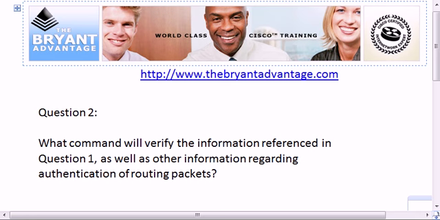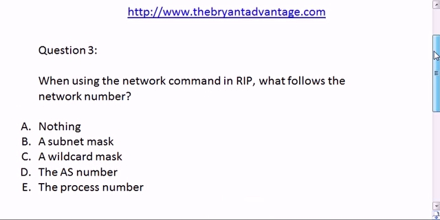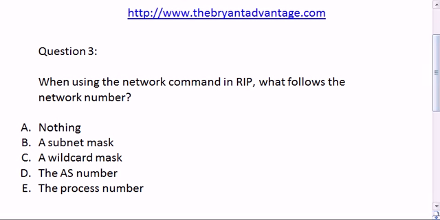Let's take a look at question 3 again. When using the network command in RIP, what follows the network number? Nothing does. And if you try to put something in, I've seen 1 or 2 IOS versions over the years that actually let you put a mask in, but generally it's going to reject that and not allow you to put it in at all.